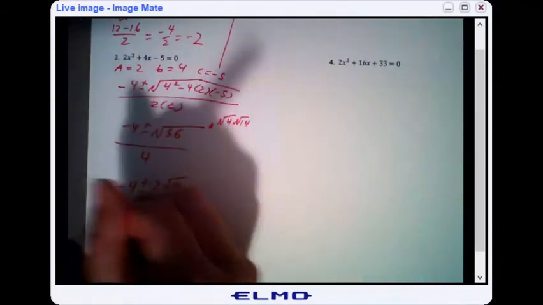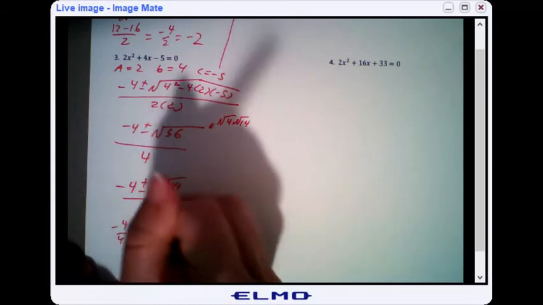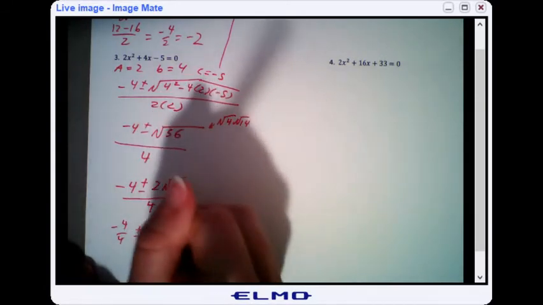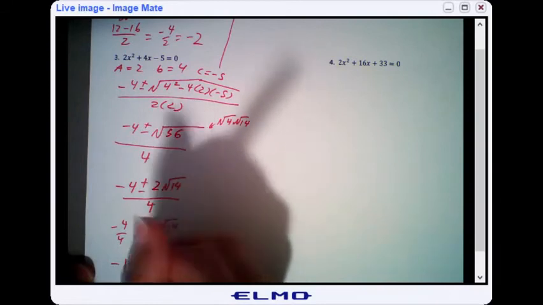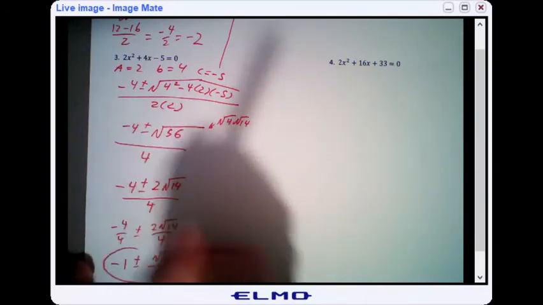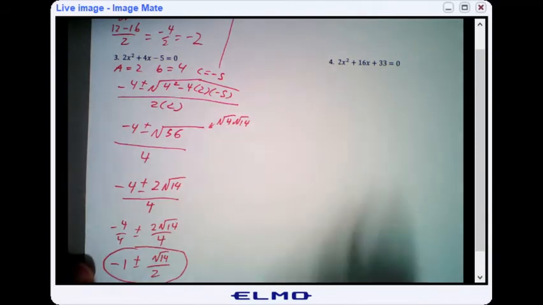And then we can divide each of those up. We'll have negative 4 divided by 4 plus or minus 2 square roots of 14 divided by 4. We'll have negative 1 plus or minus square root of 14 divided by 2. That's two real irrational solutions.